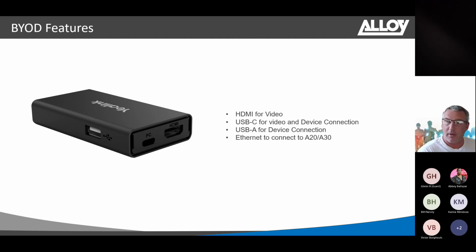If your PC does support video pass-through on its USB-C port, then we can just connect a single USB-C cable for video and audio. Or if you don't have a USB-C port, then you would connect that HDMI and the USB-A device to your PC, and then that one Ethernet connection back to the A20 or the A30. That's really simple, really easy to use.